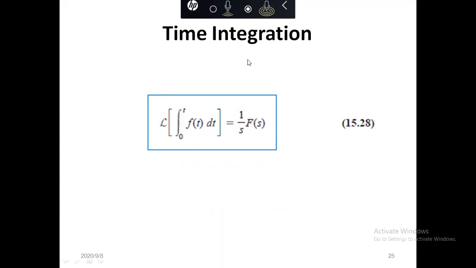So what about the integral? If we have the integral in time domain, its Laplace transform is F(s) by s. So for the differentiation, you multiply by s, and here you divide by s.